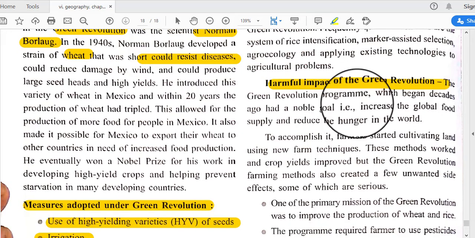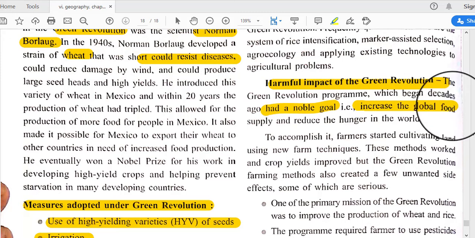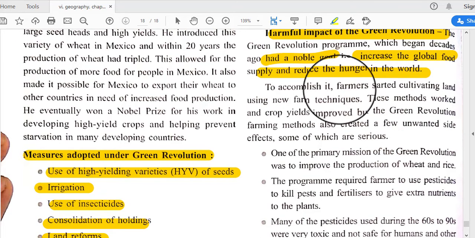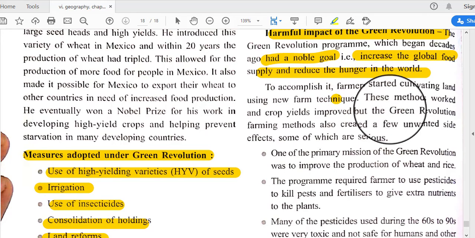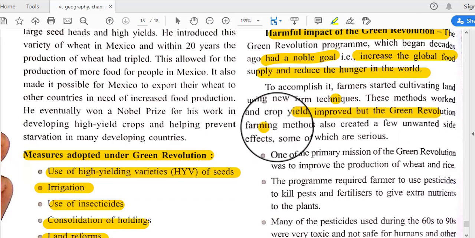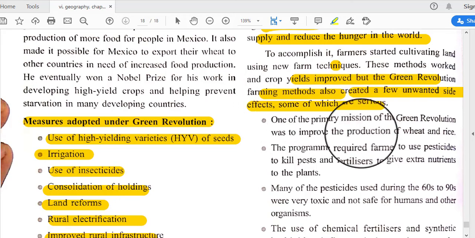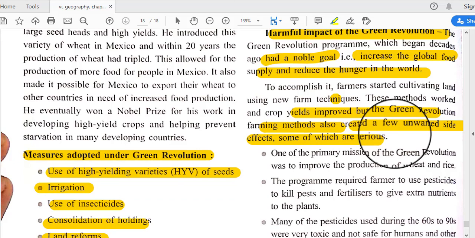Harmful impact of the green revolution. The green revolution program, which began decades ago, had a noble goal, and that is to increase the global food supply and reduce hunger in the world. To accomplish it, farmers started cultivating land using new farm techniques, and these methods worked and crop yield improved. But the green revolution farming method also created a few unwanted side effects, some of which are serious. So there are also some demerits of this green revolution.